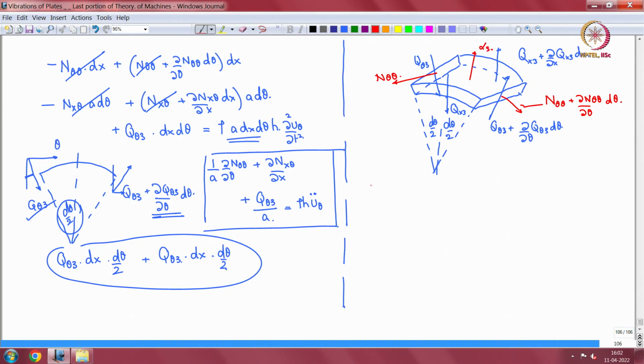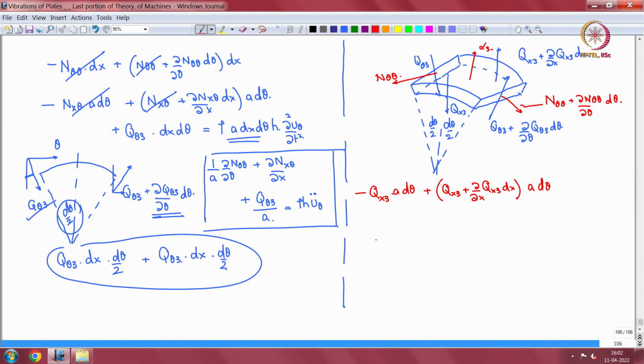So what do we have? We have minus qx3 into a d theta, full force, plus qx3 plus del by del x qx3 dx into a d theta, now a full force. Then we have q theta 3.